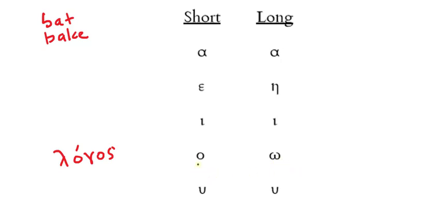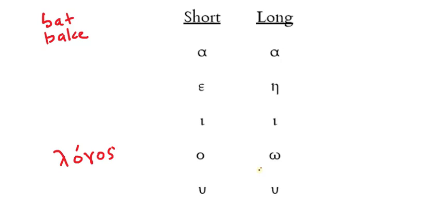Omicron, omega. So if you paid attention to the word omicron and omega, did you notice that the words micron and mega are in those? What does micros or micron mean? Small or tiny? Mega? Big. That's right. So it's big O and little o. All right. And then upsilon is either long or short. So we'll pronounce them both oo. Everybody, oo. Okay. So those are your vowels.